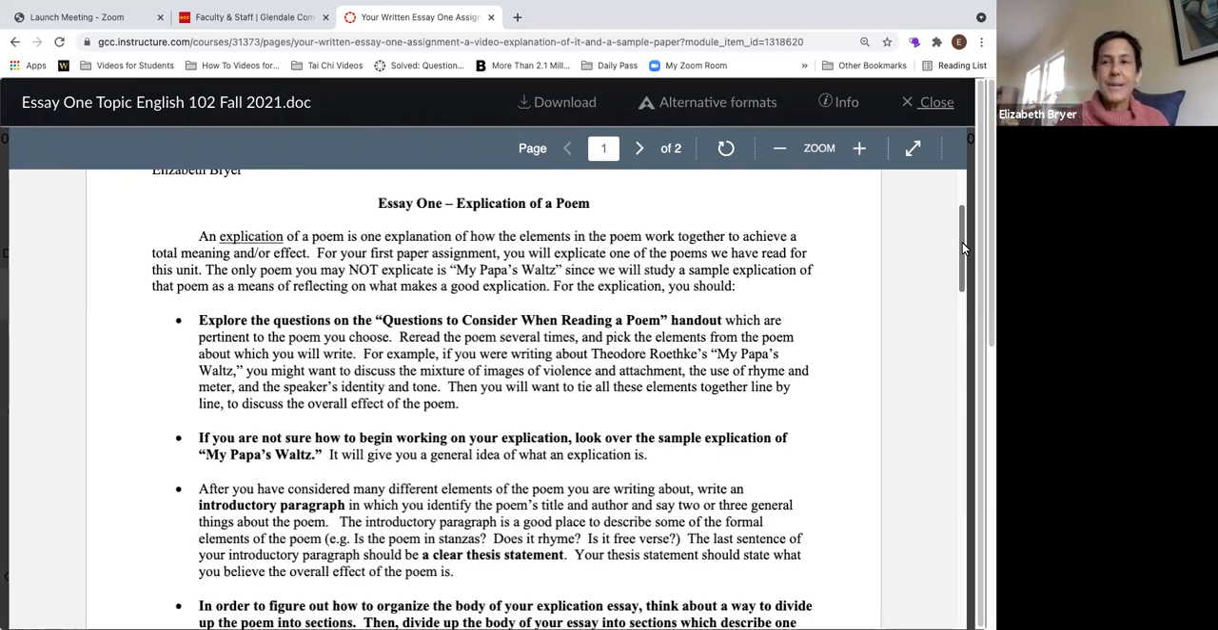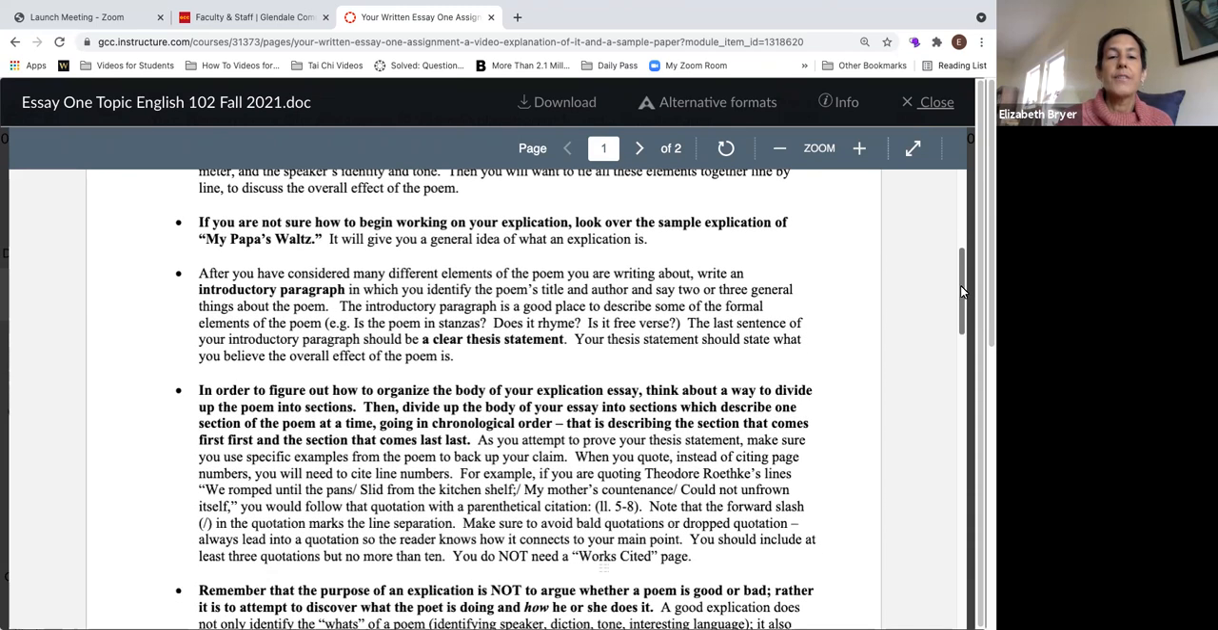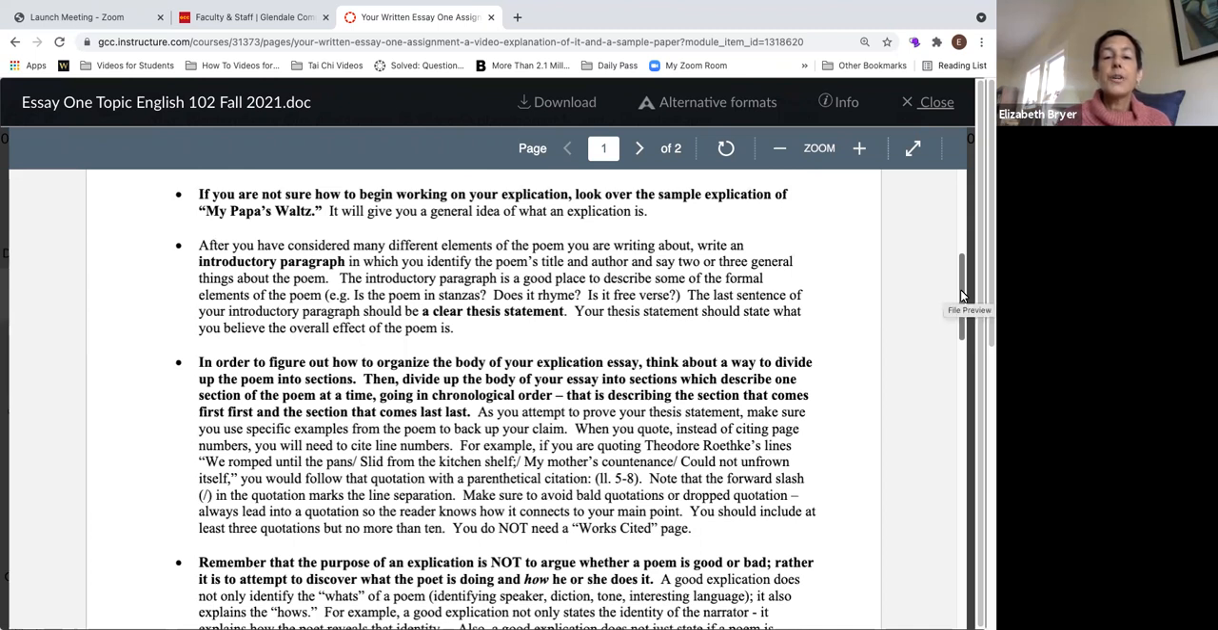All right, so here are the steps you should take to begin your poetry explication. Explore the questions on the questions to consider when reading a poem handout, which are pertinent to the poem you choose. Reread the poem several times and pick the elements from the poem about which you will write. For example, if you were writing about My Papa's Waltz, you might want to discuss the mixture of images of violence and attachment, the use of rhyme and meter, and the speaker's identity and tone. Then you will want to tie all these elements together line by line to discuss the overall effect of the poem.